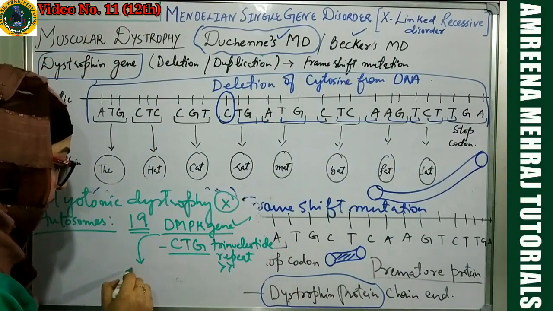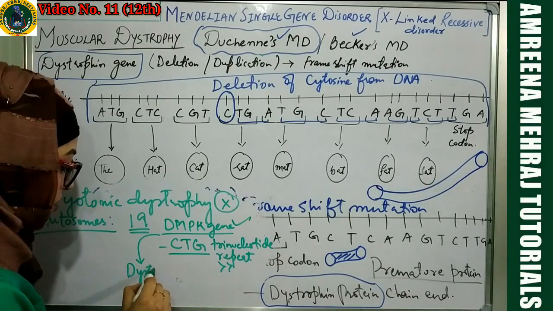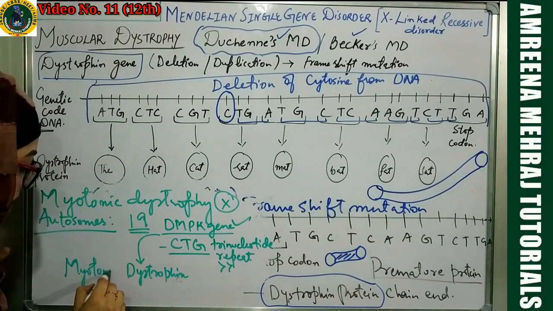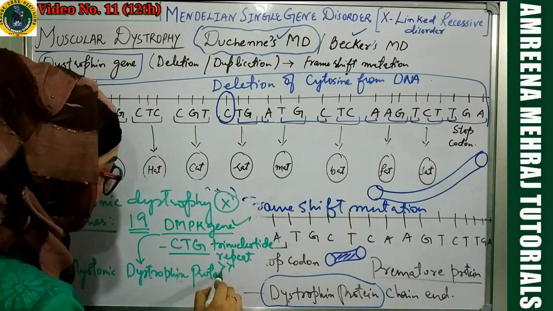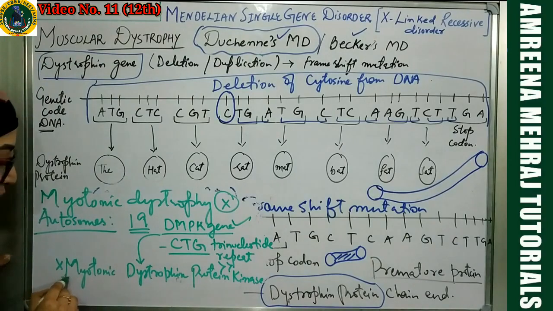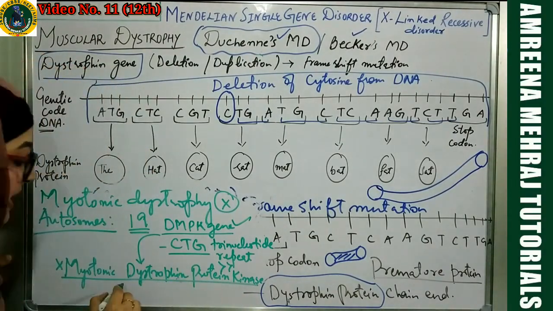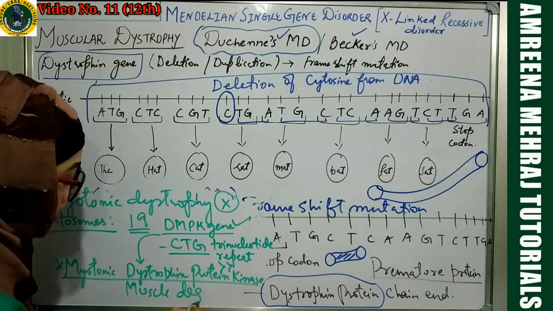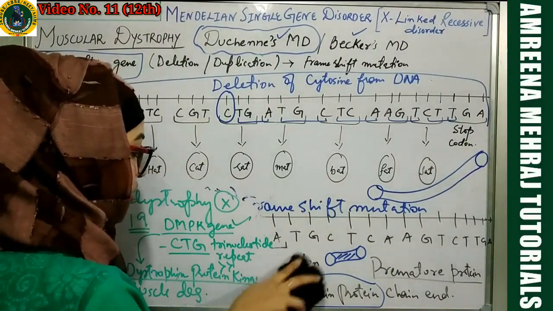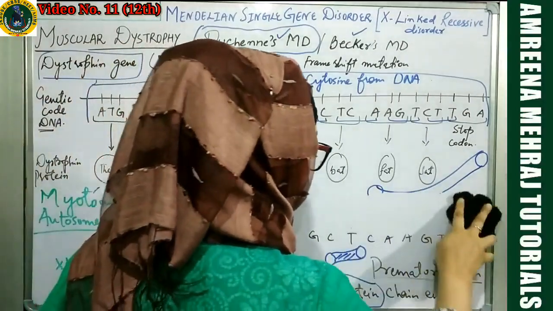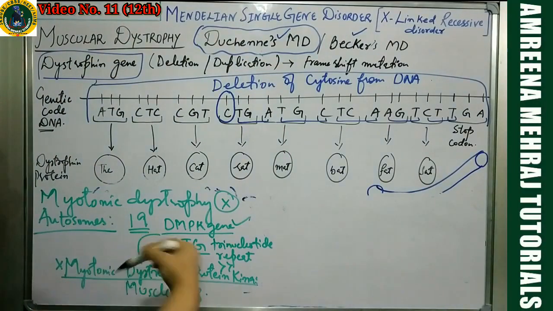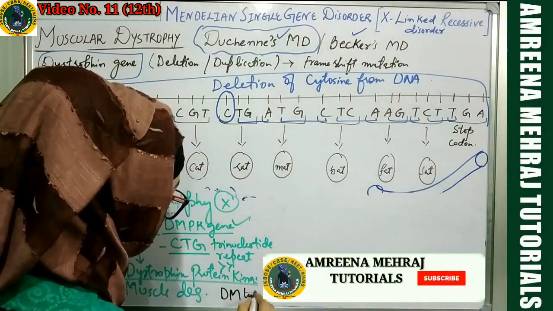In that case, there's a protein, which we call myotonic dystrophy protein kinase, that is not formed in a correct fashion. When this protein kinase is not formed, that results in muscle degeneration. Similarly, we have another important thing, because I have told you initially that myotonic dystrophy is of two types. This one is myotonic dystrophy type 1. We call that DM type 1.